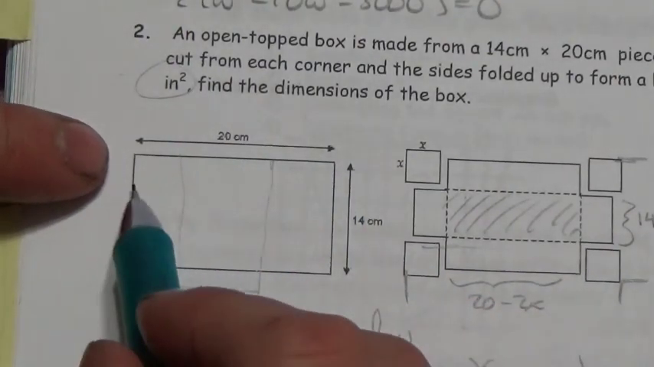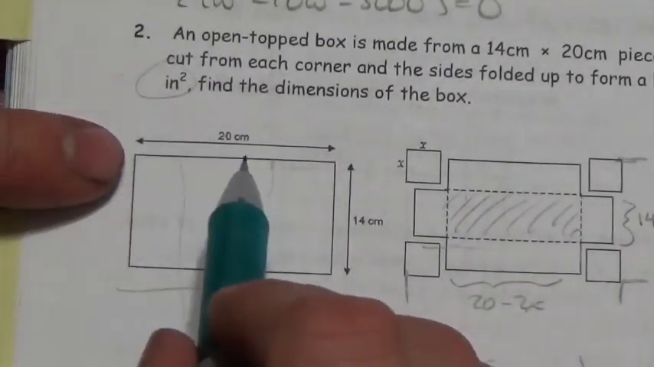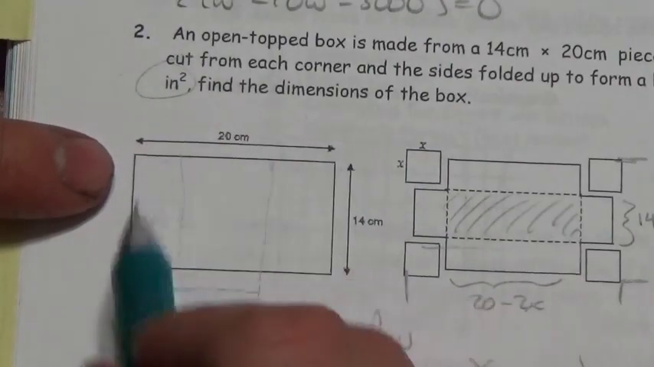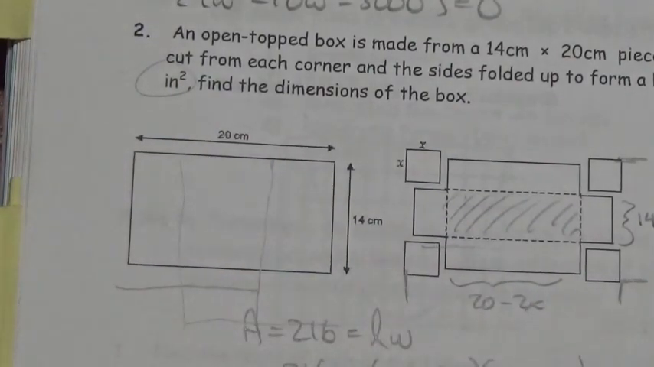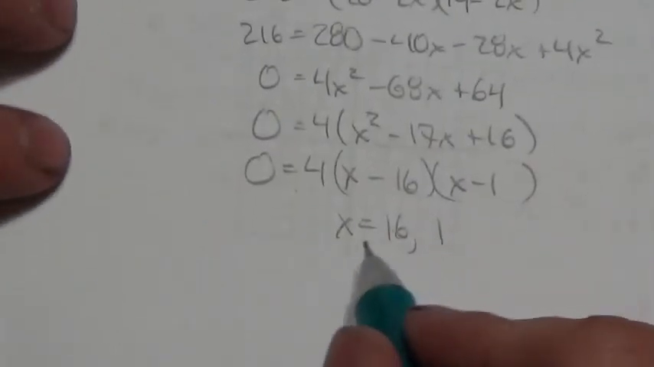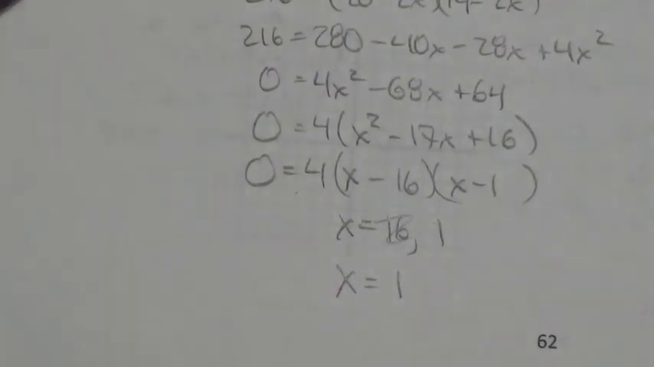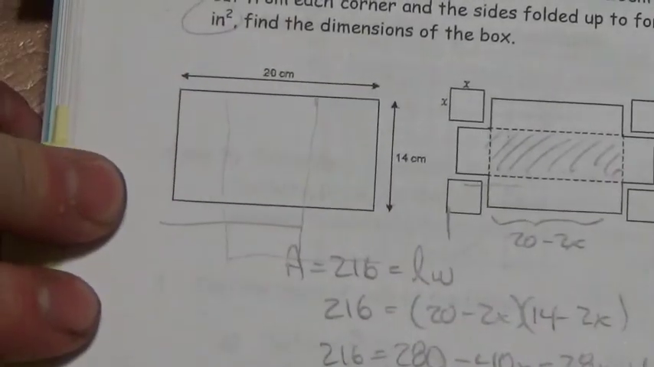Like, I've got these huge overlapping squares that cut out the whole thing. Like, that's not possible. I cannot cut 16 by 16 squares out of the corners of this cardboard box here. That doesn't make any sense at all. Okay? So it can't be 16. It's got to be 1. 1 makes sense. I can do that. I can lose 1 from all the corners here.